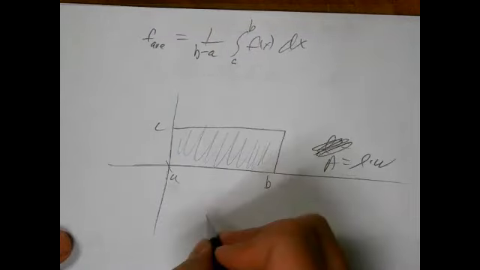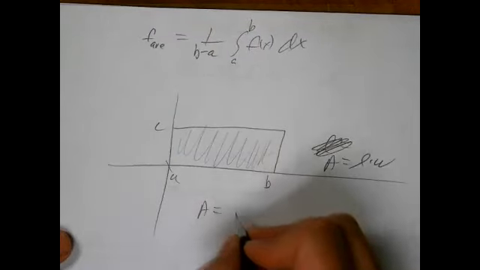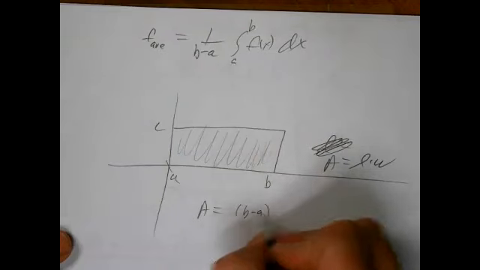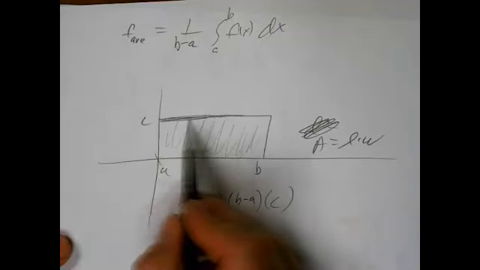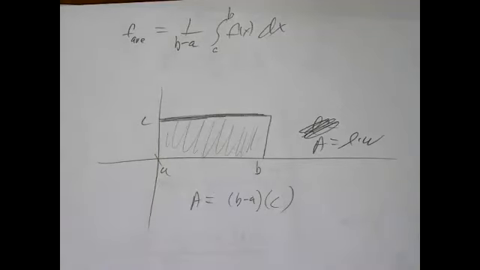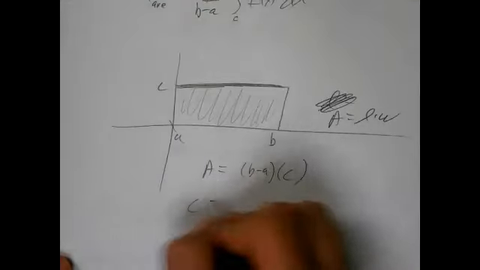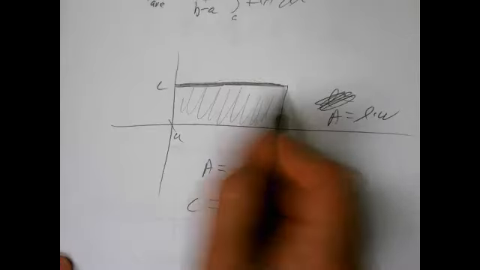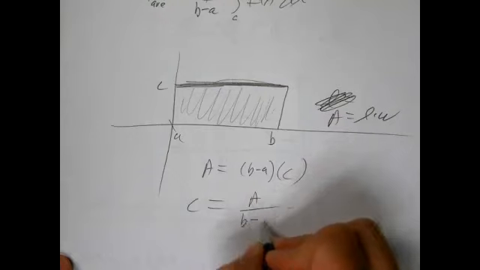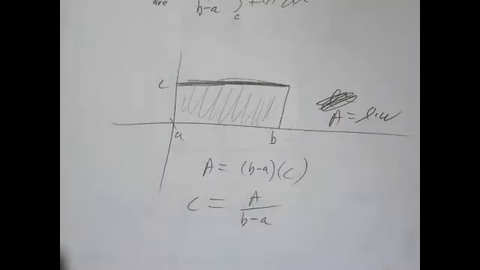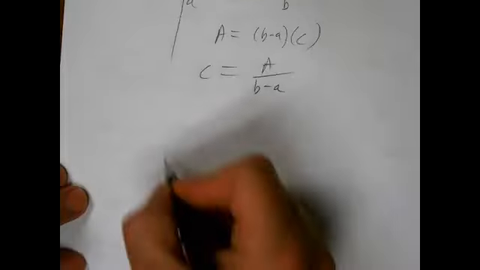So the area under this curve is the length, which is b minus a, times the width, which is c. Well, c is the height of the function. It is not only the average value of the function, it's the only value of the function. So it makes sense that c, therefore the height of the function, is its area divided off the width. And that's what's happening here.